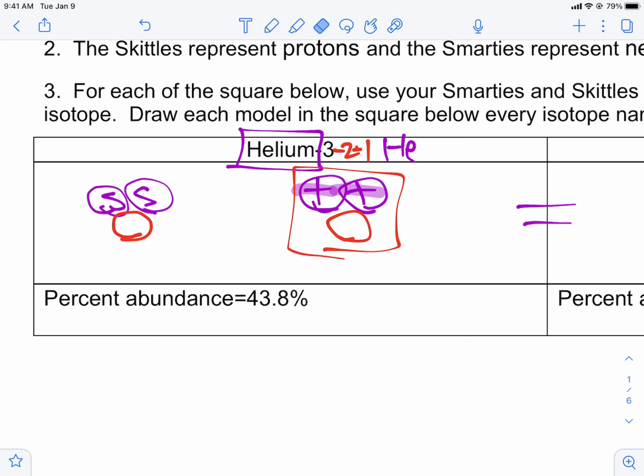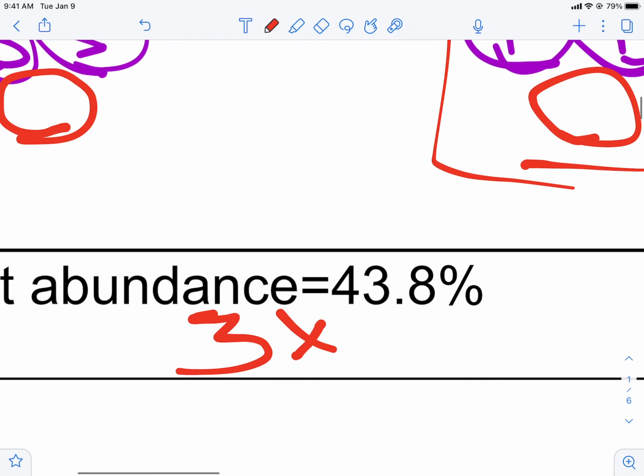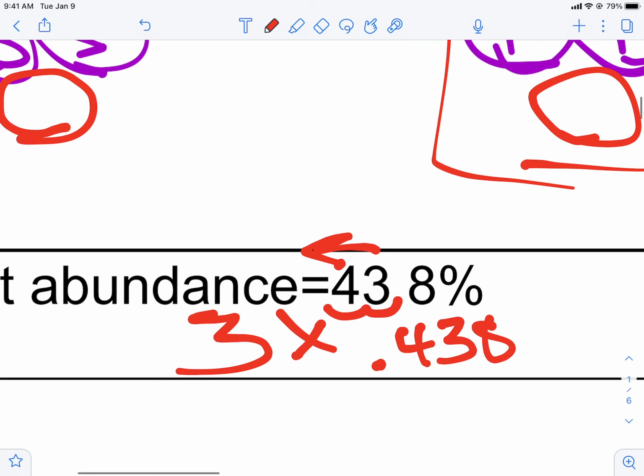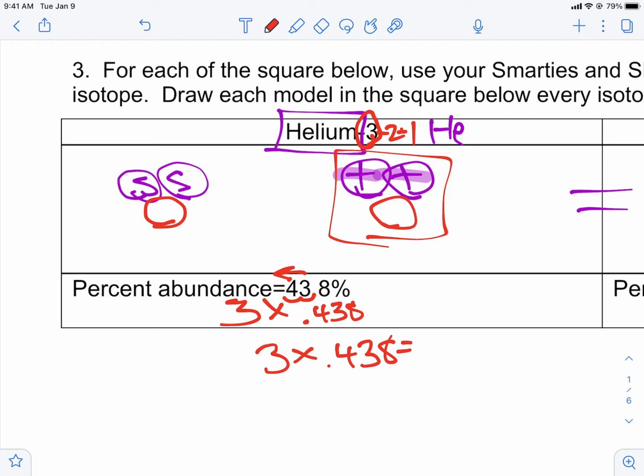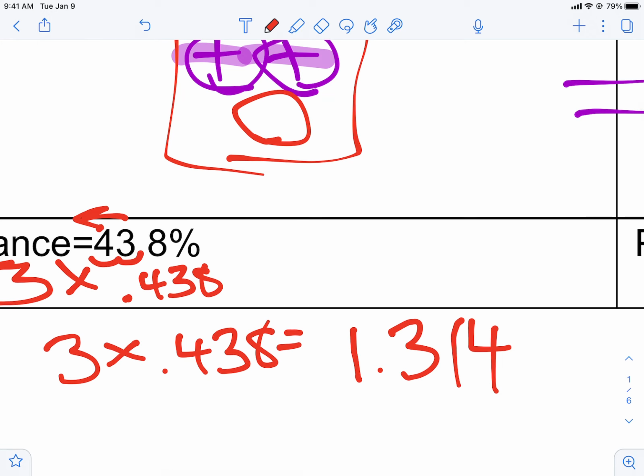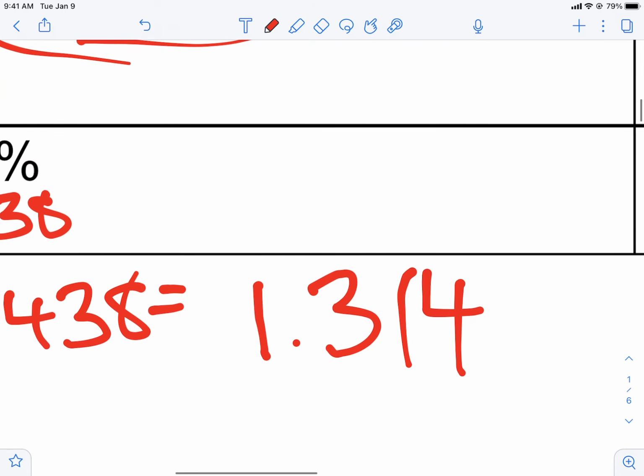So what we do is this. To calculate the weighted average, if you're doing the advanced version, you take the 3 from the helium mass number, and you're going to multiply it by the decimal of the percent abundance for helium-3. That means that you first need to take the percent and move the decimal 2 spots to the left, which will give you a decimal of 0.438. So we take 3 times 0.438 and we multiply it to get a product. And that product is going to be 1.314. So that tells us that 43.8% of 3 is 1.314.